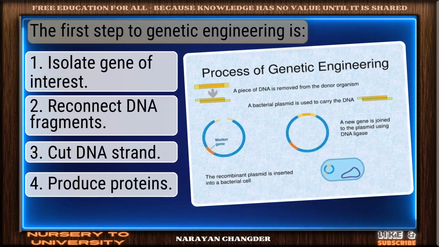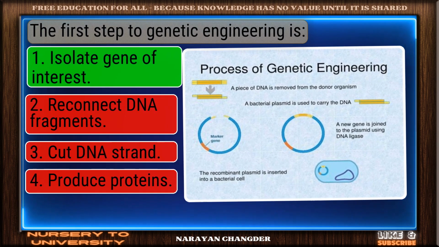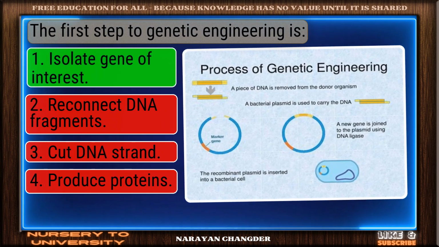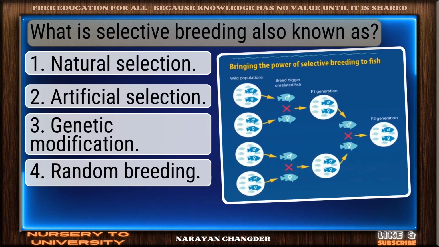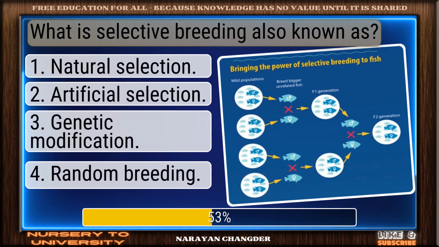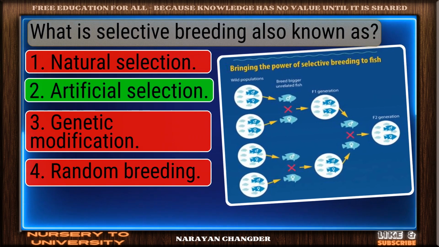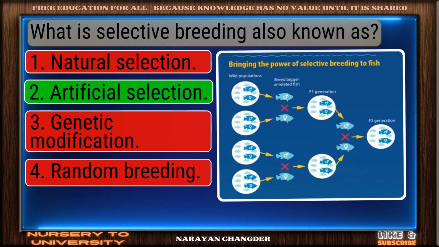The first step to genetic engineering is... Great job. Isolate gene of interest is the accurate answer. What is selective breeding also known as? Solid response. Artificial selection is a valid choice.